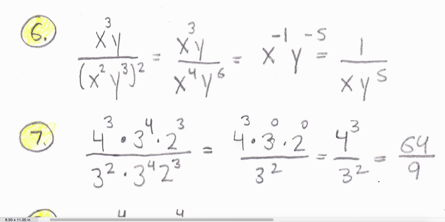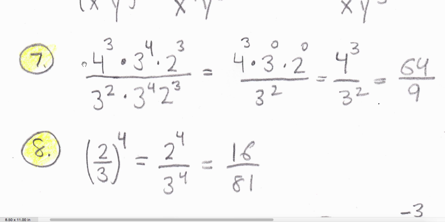Number 6, x to the 3rd y over quantity x squared y cubed all to the 2nd. First, we have to use the power to power property. So this becomes x cubed y over x to the 4th y to the 6th. 3 take away 4 is negative 1. 1 take away 6 is negative 5. These reciprocate into 1 over x to the 1st, y to the 5th.